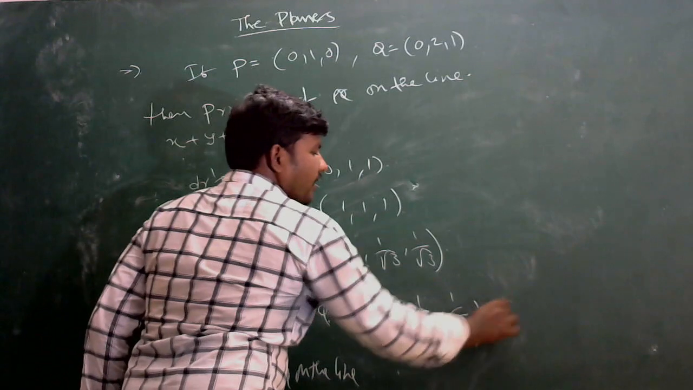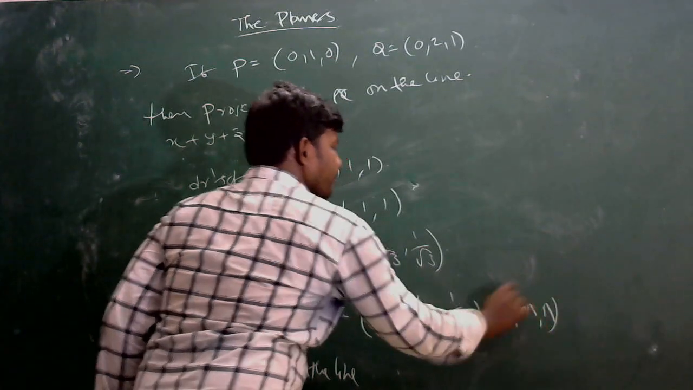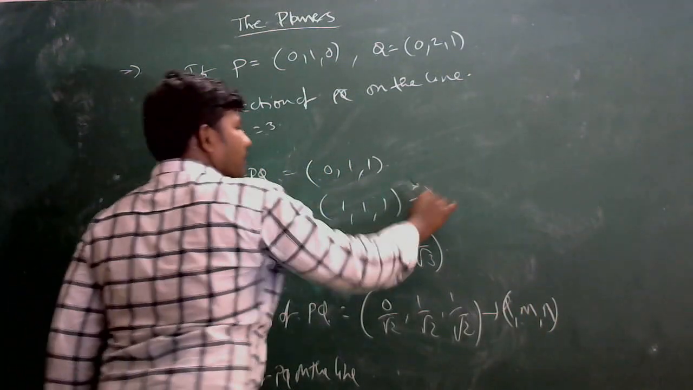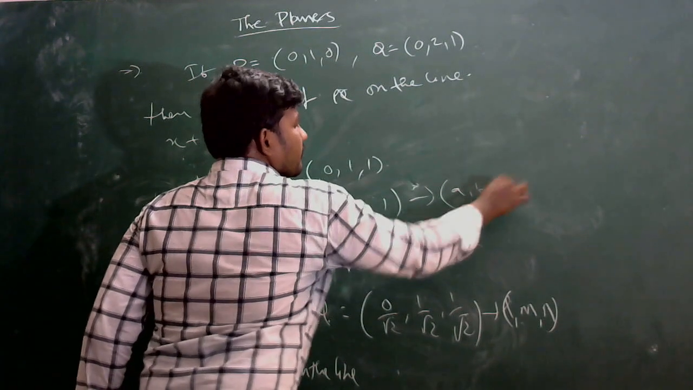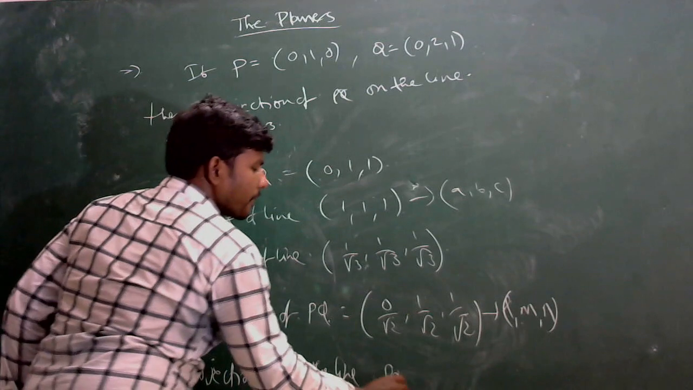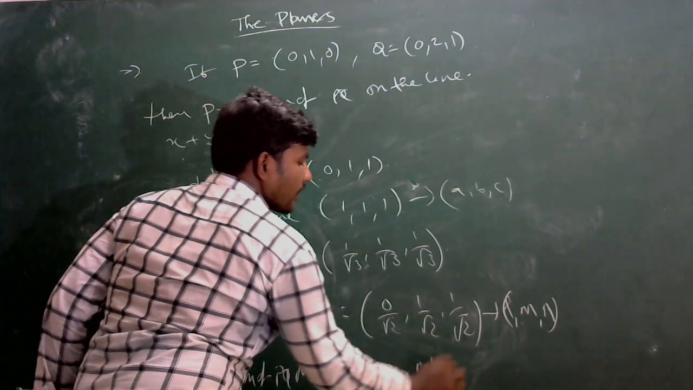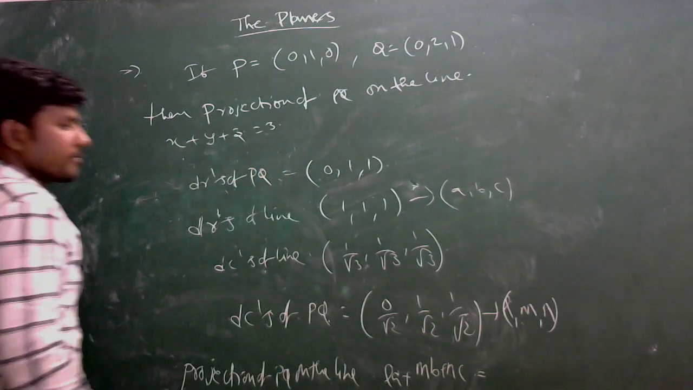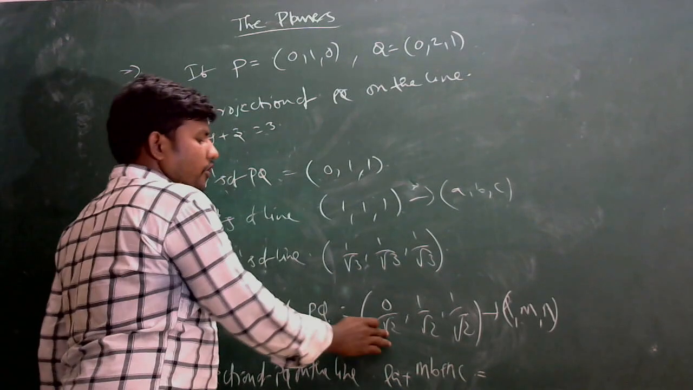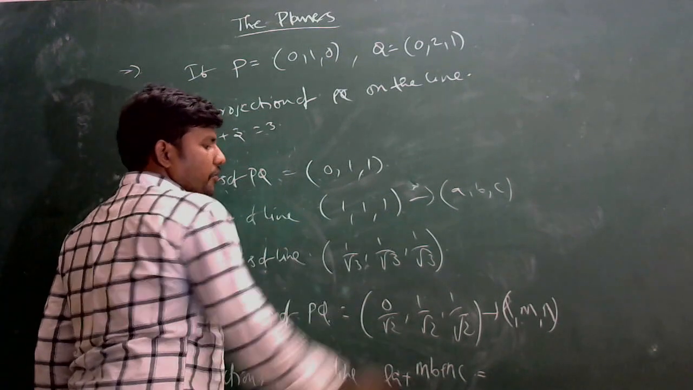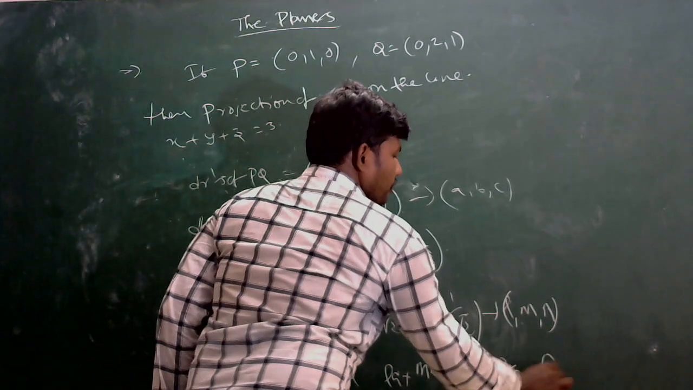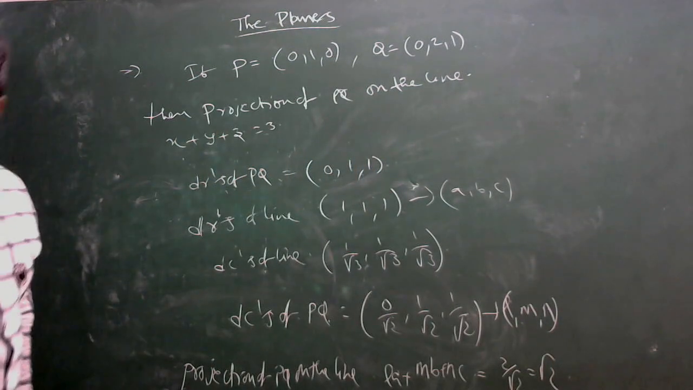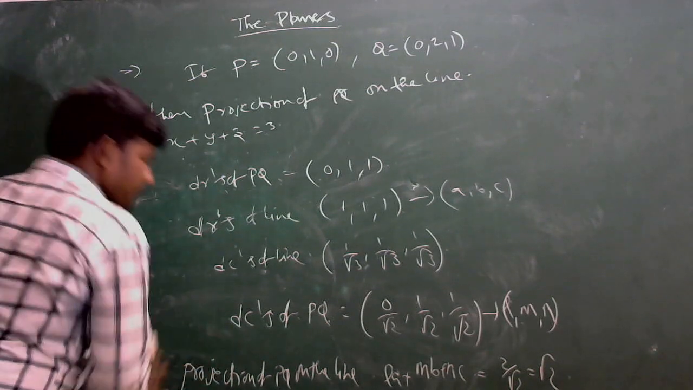Projection of PQ on the line. That means these are l, m, n and these values are a, b, c: la plus mb plus nc. This is equal to 1 by root 3 into 0 by root 2, plus 1 by root 3 into 1 by root 2, plus 1 by root 3 into 1 by root 2, which is 2 by root 6. Okay.